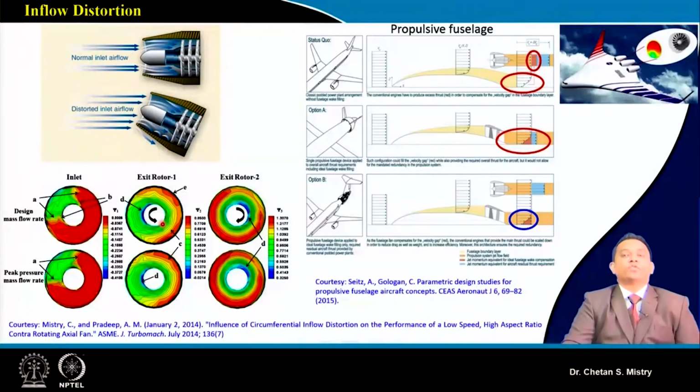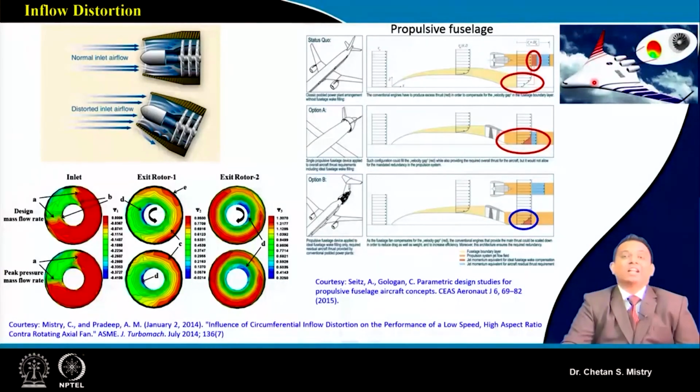Now, for future engines, people have started talking about the propulsive fuselage, where the flow enters the engine with some inflow distortion. Here, this is a future concept aircraft in which the engines are placed in the fuselage. The reason is to reduce noise, to gain benefit in terms of installation, and to get wider space. So this is a wide body aircraft.